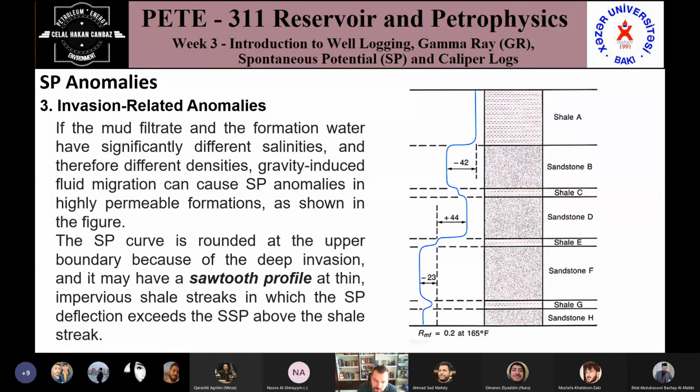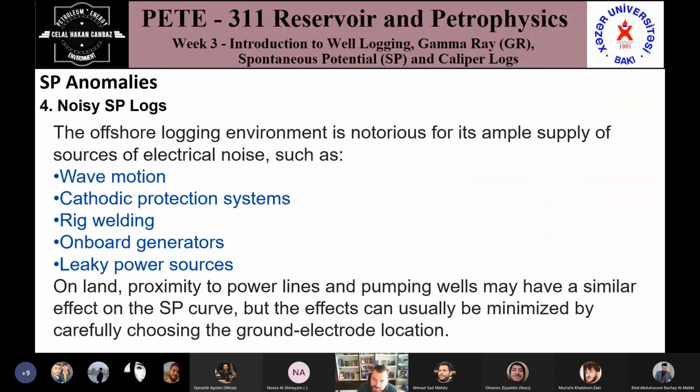Another one is noisy SP logs, especially in the offshore logging environment. It is notorious for its susceptibility to sources of electrical noise, such as wave motion, cathodic protection systems, rig welding, onboard generators, and leaking power sources. Proximity to power lines and pumping wells may have similar effects on the SP curve, but the effects can usually be minimized by carefully choosing the ground electrode location.